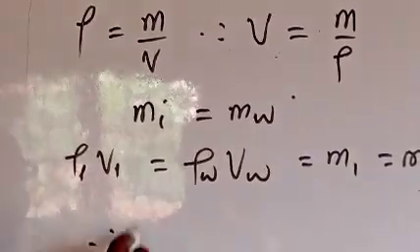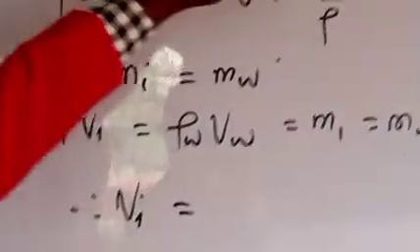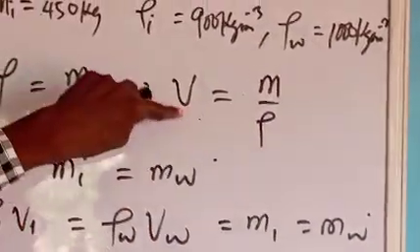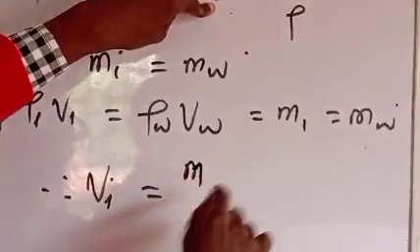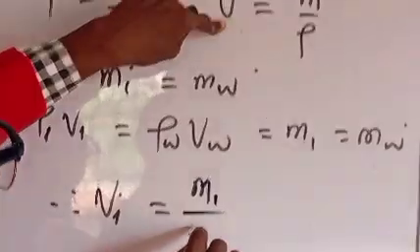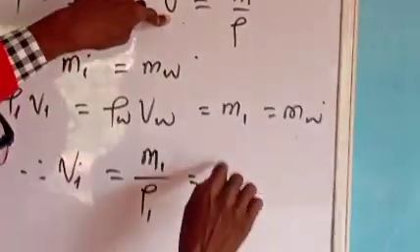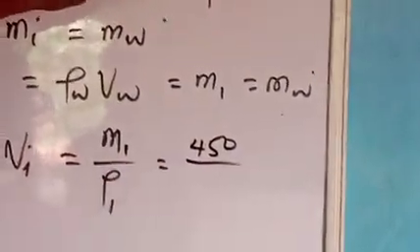So for me to go on, the volume of ice will be the mass of ice over the density of ice. What is it? 450 divided by what?